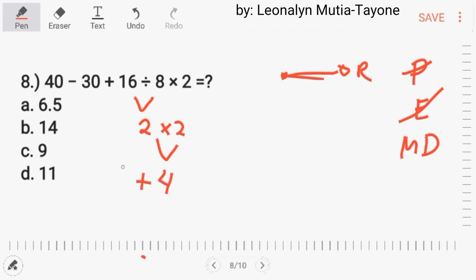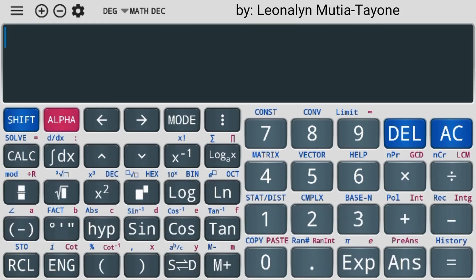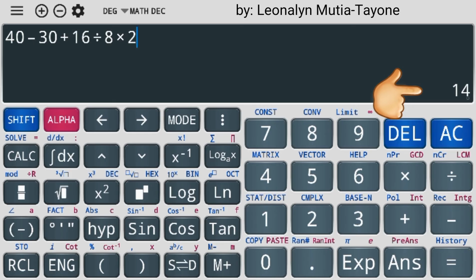So, i-bring down mo ulit itong 30 minus 40. Dito ang operation ay subtraction at saka addition. Sa last part, kung alin ang mauna, addition or subtraction from left to right. So, nauna ang subtraction. Unahin natin ang subtraction. 40 minus 30, and that is 10. 10 plus 4 equals 14. So, ang answer dito ay 14. Double check ulit natin sa calculator. And the answer is 14.